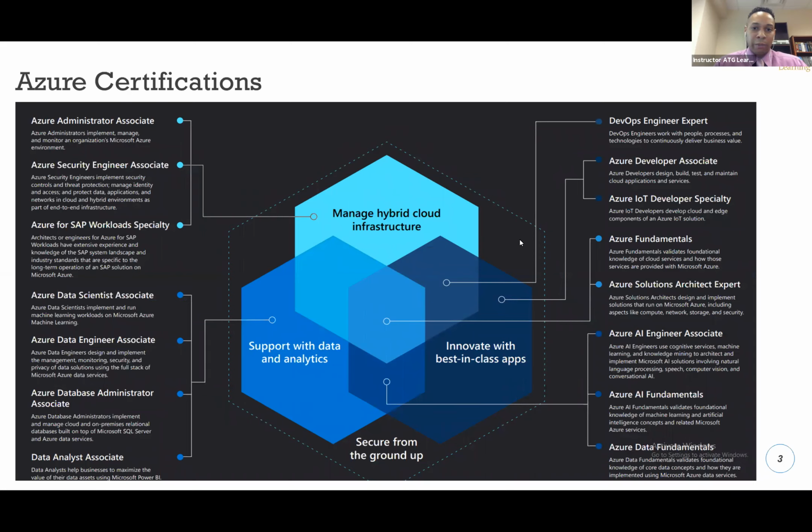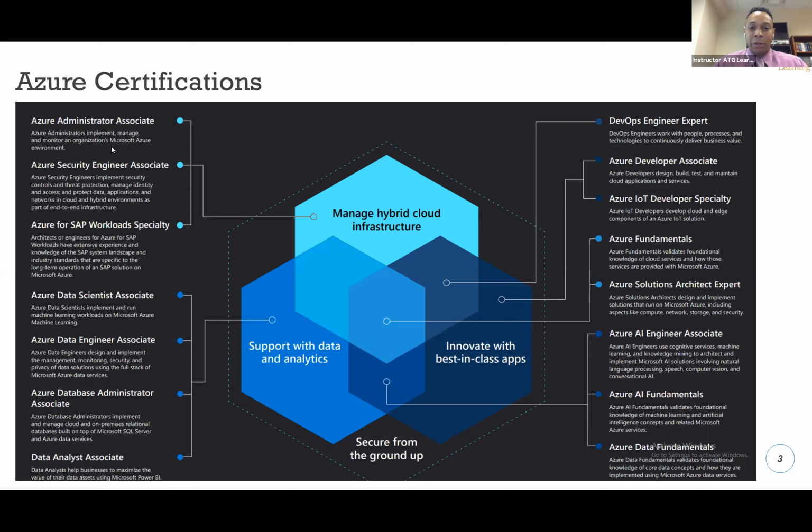Again, fundamentals, smack here in the middle, saying that, hey, I understand the core concepts of what goes into Azure. And then from there, you branch out into your specializations, right? You want to be specialized in, again, we were talking about Azure Administrator Associate up here. This is the person that's going to implement, manage, and monitor the Azure environment in your network. So I'm the person that's responsible, almost like a systems admin, right?